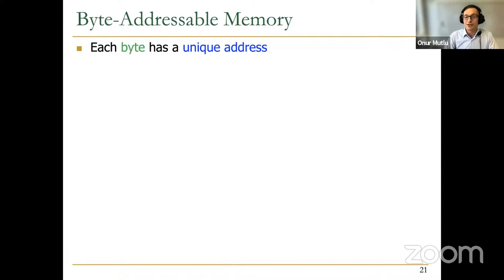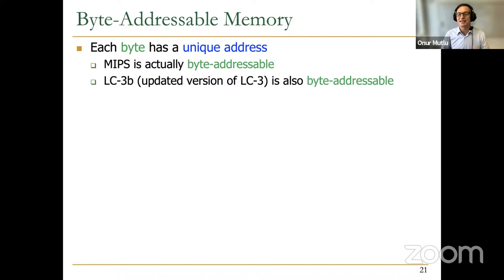MIPS is actually byte addressable. What I showed you earlier was actually an imaginary MIPS. LC3B, which is an updated version of LC3, is also byte addressable. LC3 is a little computer, an instructional ISA that's used by the Patt and Patel book. This is how I actually learned about computing systems. It's actually a beautiful instruction set architecture, very similar to MIPS in some aspects, different from MIPS in others. So we will cover both LC3 and MIPS so that you can appreciate things. But things evolve in ISAs. So LC3 evolved so that you actually have a byte addressable version, which is LC3B. Okay, we'll talk more about that.